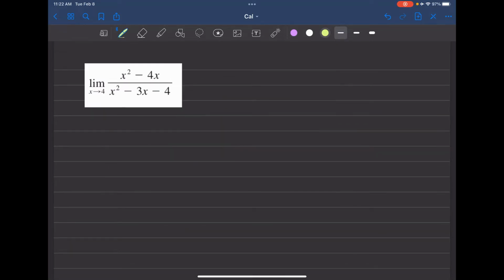Alright, here is another problem. So go ahead and pause the video, see if you can work it out on your own, and then check your answers with me. So again, if you try to substitute 4 into this rational function, we will get 0 over 0. So try that on your own, and you'll see that by substituting 4, we get 4 squared, that's 16, minus 4 times 4, 16, over 4 squared, 16, minus 3 times 4, that's 12, minus 4. So again, we get 0 over 0.